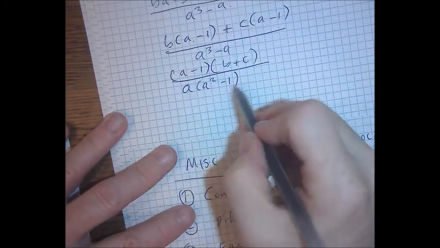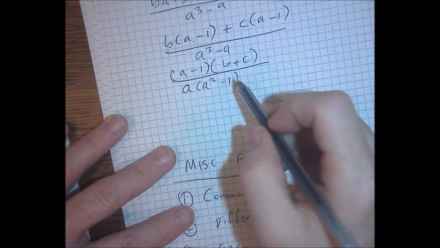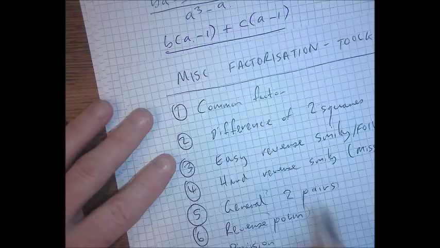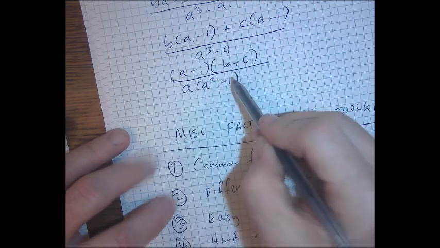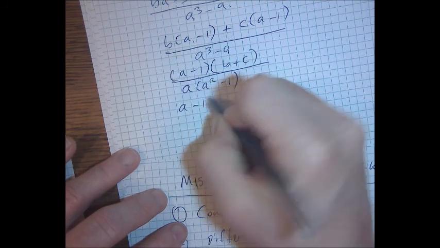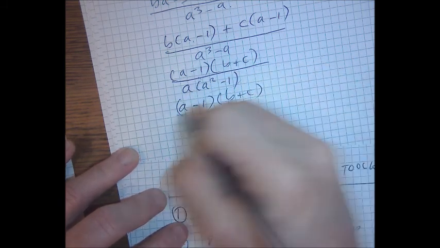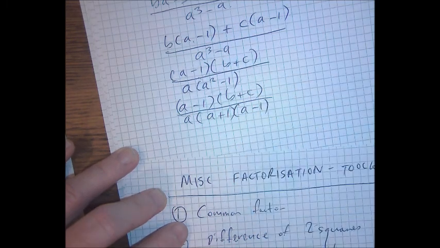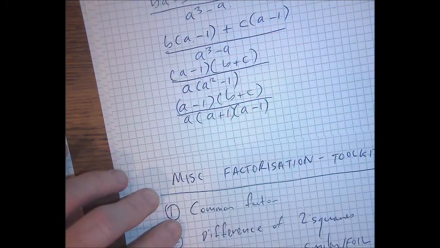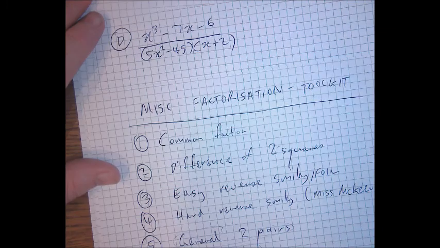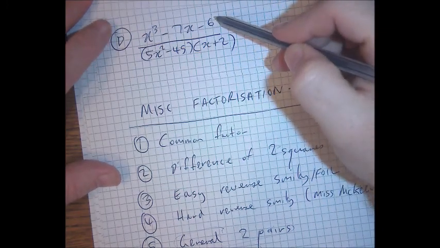Now just because it's factorized doesn't mean it's fully factorized. It's good to have as many factors as possible. Could I factorize this? Well, that's a classic difference of 2 squares. There's a squared thing, there's another squared thing, and there's a minus in between. So you write the same bracket twice, once with a minus, once with a plus. And now you cancel that out. So that's the answer.